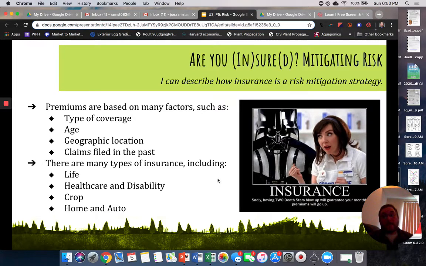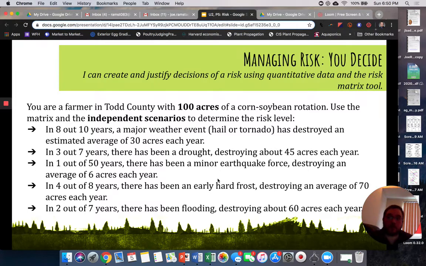Okay. There are many types of insurance, and I've alluded to many of these already, including life, healthcare, and disability, crop, home, and auto. Okay. So there's a lot of words here. We're going to start getting into a little bit of how to calculate and manage our risks now that we know about what risks are.